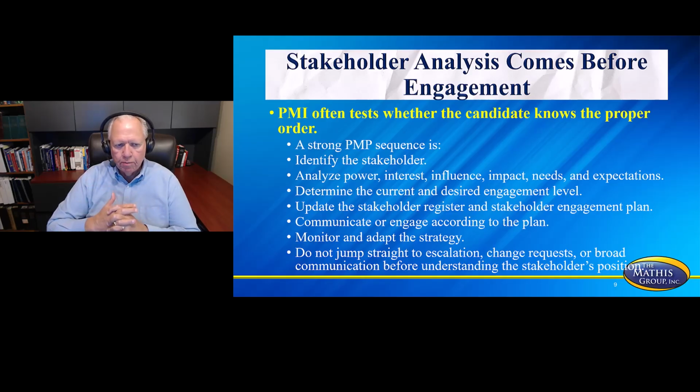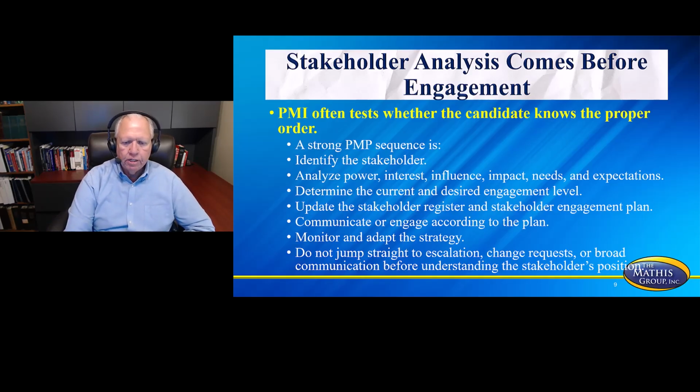So here's what we're talking about. A strong PMP sequence is to identify the stakeholder, analyze power, interest, influence, impact, needs, and expectations, determine the current and desired engagement level, update the stakeholder register and stakeholder engagement plan, communicate or engage according to that plan, monitor and adapt the strategy, and do not jump straight to escalation or change requirements or broad communication before understanding the stakeholder's position. Then you're going to match that strategy with what their position is.